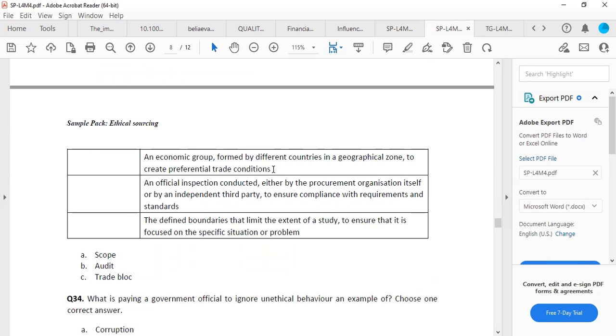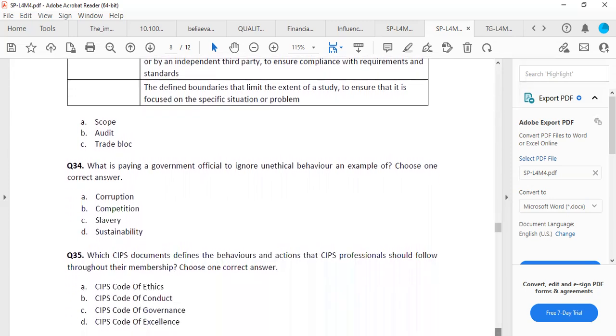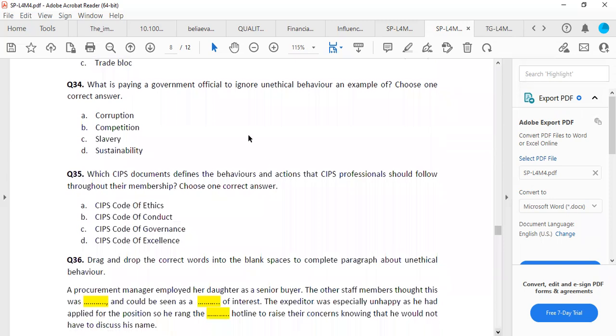Match the keywords to the correct definition. An economic group formed by different countries in a geographical zone to create preferential trade conditions. Trade block. An official inspection conducted either by the procurement organization itself or by an independent third party to ensure compliance with requirements and standards. Audit. The defined boundaries that limit the extent of a study to ensure that it is focused on the specific situation or problem. Scope.